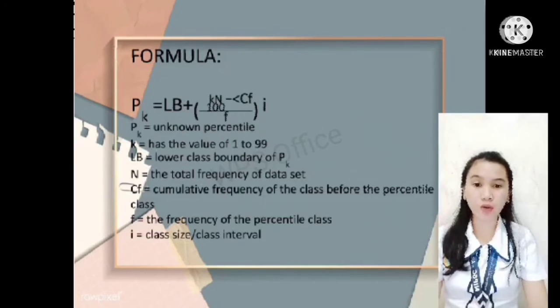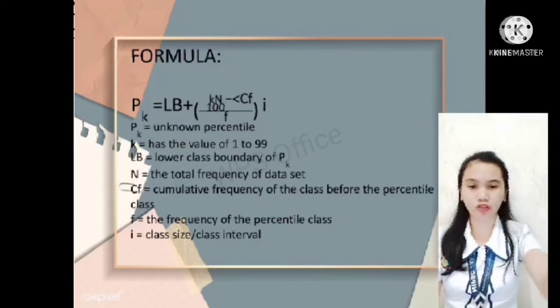P sub k equals LB plus kn over 100 minus less than CF over F times I, where P sub k is a known percentile, k has the value of 1 to 99, LB equals the lower class boundary of Pk, N is the total frequency of the data set, CF is the cumulative frequency of the class before the percentile class, F is the frequency of the percentile class, and I is the class size or class interval.